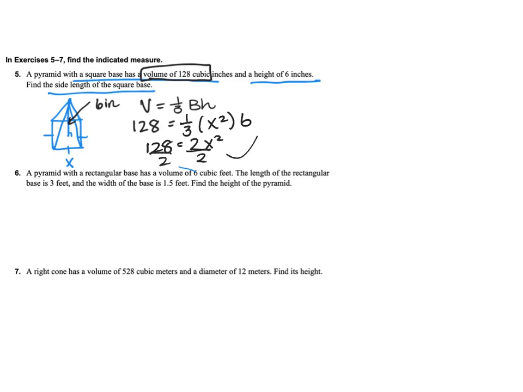Divide both sides by 2. And then we'll just take the square root. So you will have a side length of 8 inches on the square base.